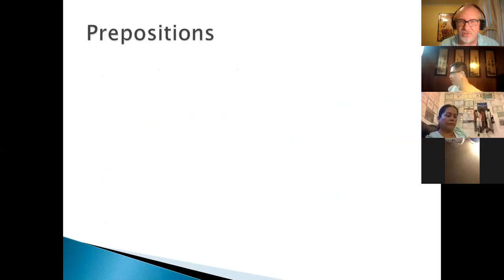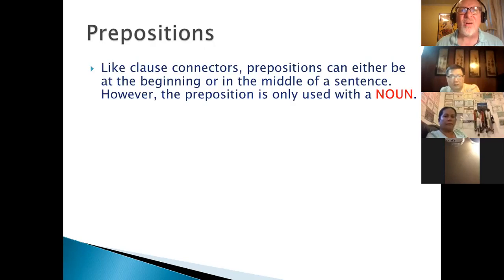All right, prepositions. Preposition is the one that always gives people trouble because we do not use a subject and a verb with a preposition. Preposition plus noun, preposition plus gerund. Those are the two choices. So, like clause connectors, prepositions can be at the middle or the beginning of the sentence. However, the preposition is only used with a noun or a gerund. But remember, a gerund is a noun, so it's the same thing.